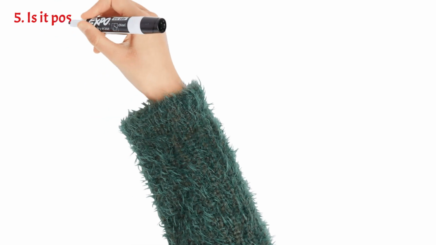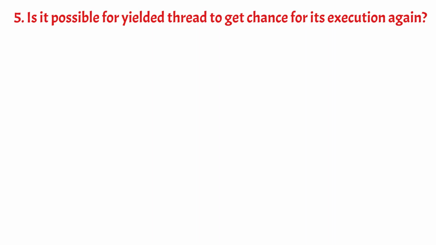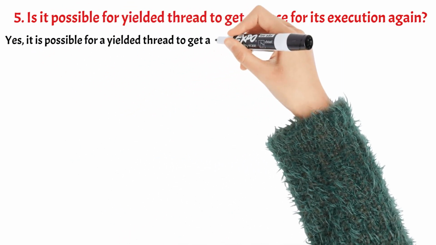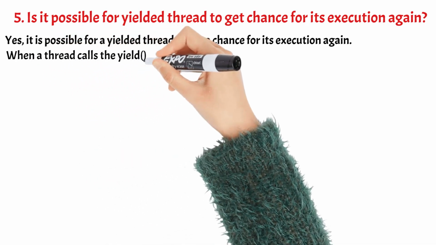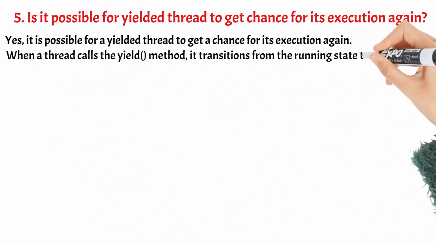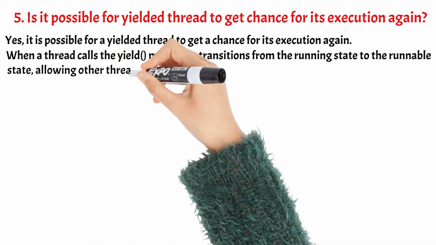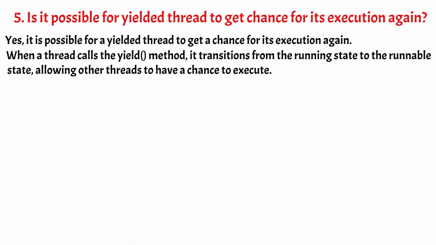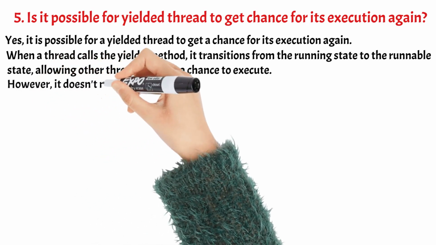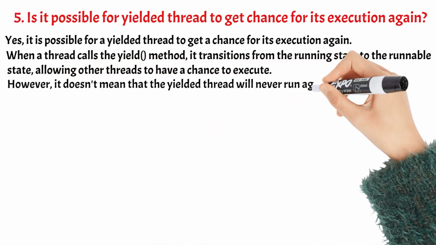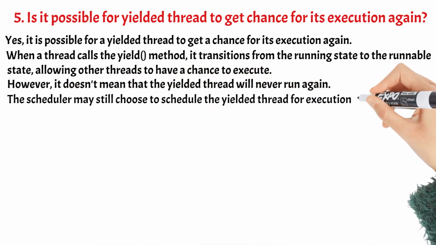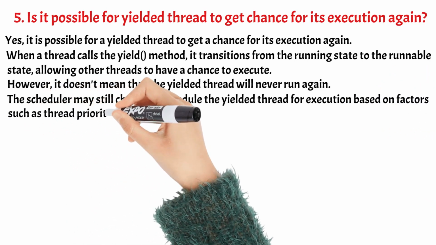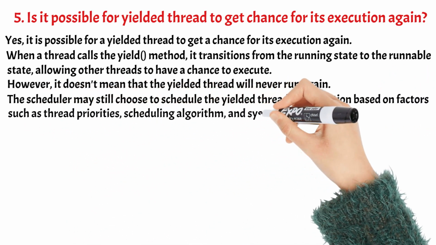5. Is it possible for a yielded thread to get a chance for its execution again? Yes, it is possible for a yielded thread to get a chance for its execution again. When a thread calls the yield method, it transitions from the running state to the runnable state, allowing other threads to have a chance to execute. However, it doesn't mean that the yielded thread will never run again. The scheduler may still choose to schedule the yielded thread for execution based on factors such as thread priorities, scheduling algorithm, and system load.